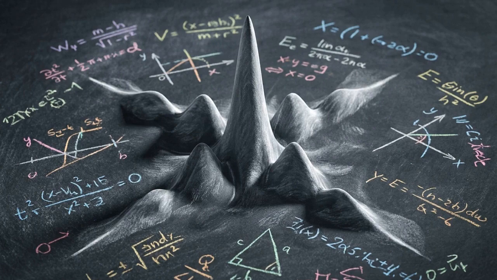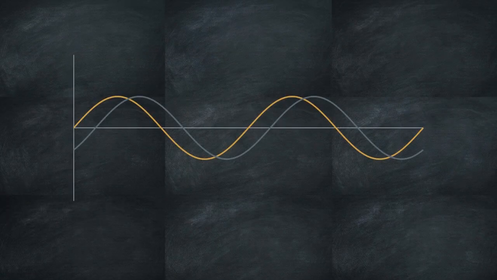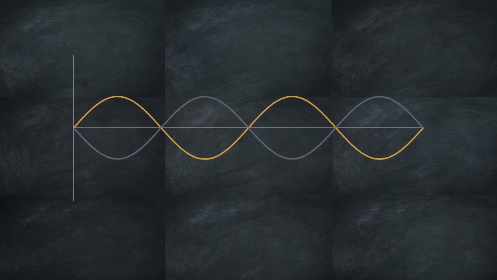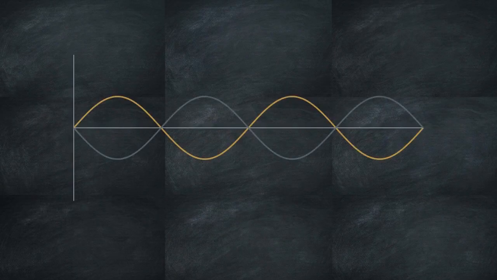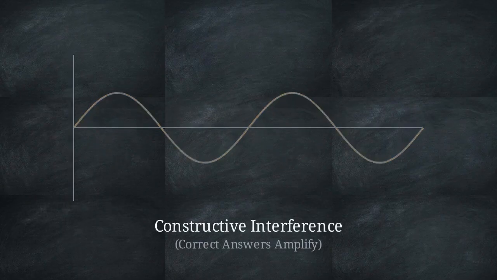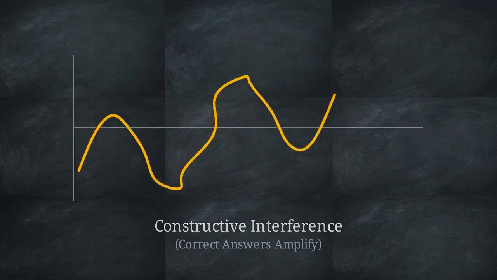The solution is interference. This is the secret physical mechanic driving operations like Shor's and Grover's algorithms. Looking at this model of wave interference, you can see how it works. When algorithms are intelligently designed, incorrect answers become completely out of phase and destructively cancel each other out. The correct answers align perfectly to constructively amplify into a massive peak.